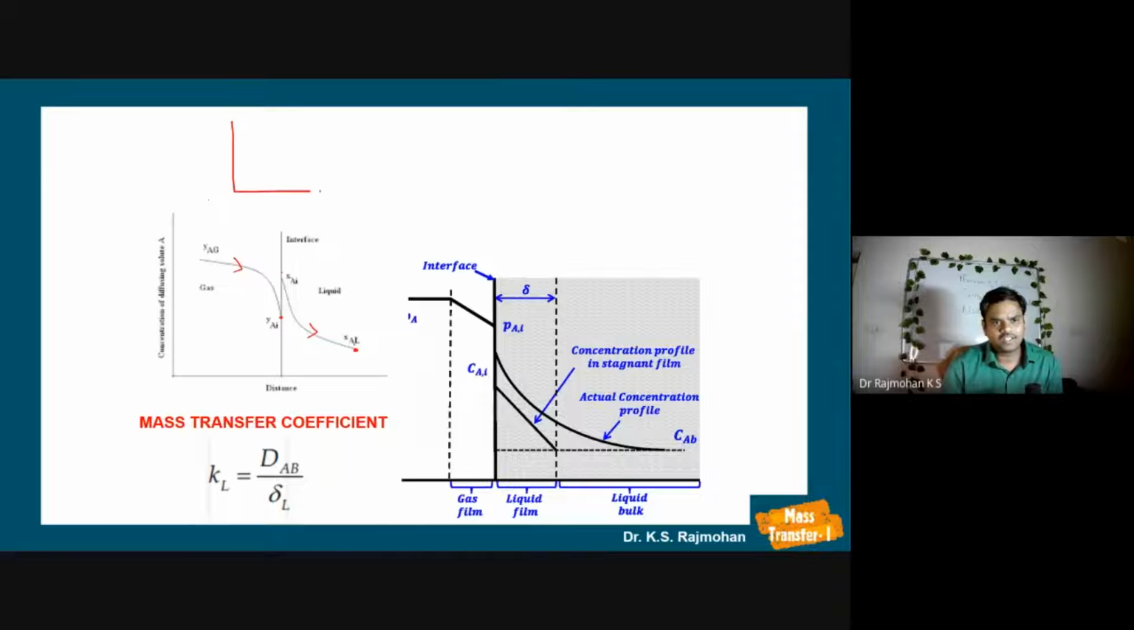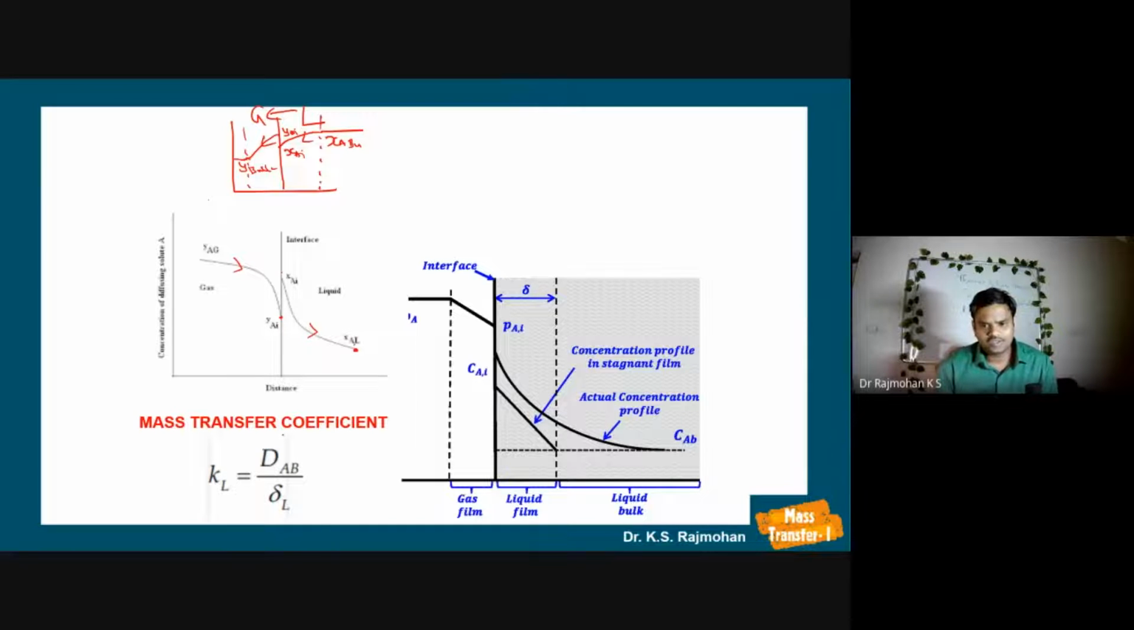I was telling you another thing: if the mass transfer is taking place from liquid to gas, we will have a diagram like this. Beyond this it is uniform concentration, XA bulk, we have XAI and the corresponding YAI, and it is going to be Y bulk. So that way the mass transfer direction can be written by looking at the concentration profile.